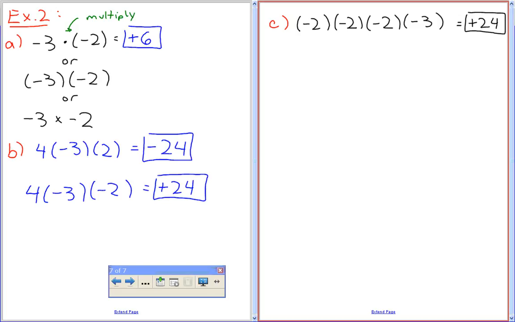Yeah, Julia, go ahead. Okay, so if it was just negative 2 times negative 2, would it be a positive? Negative 2 times negative 2 would be positive 4. If it was a negative and a positive? It's a negative, right? So let's just do simpler examples here.